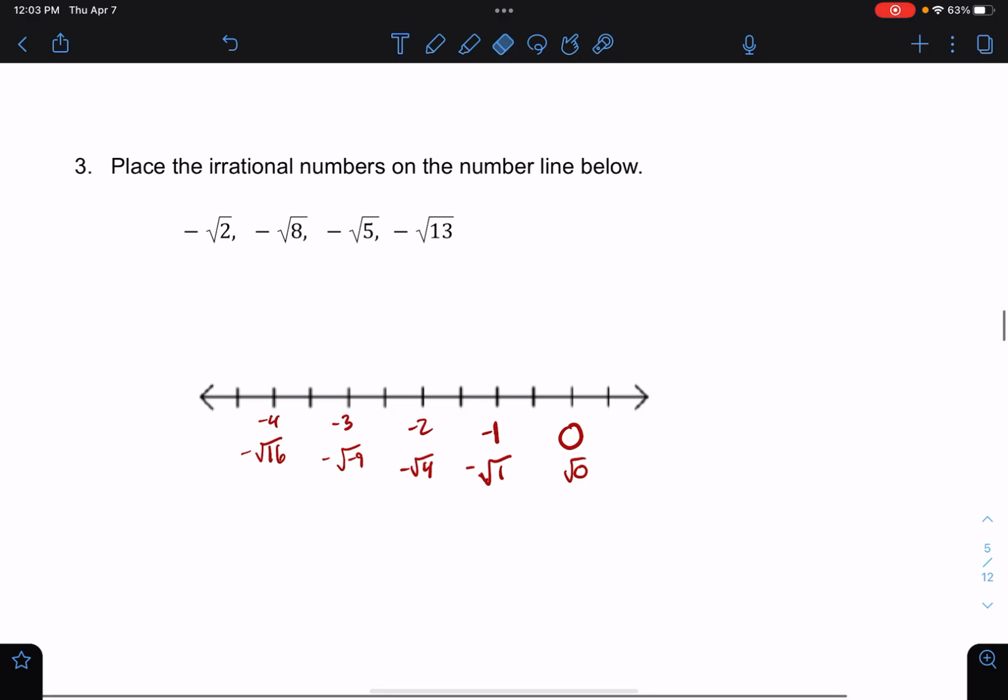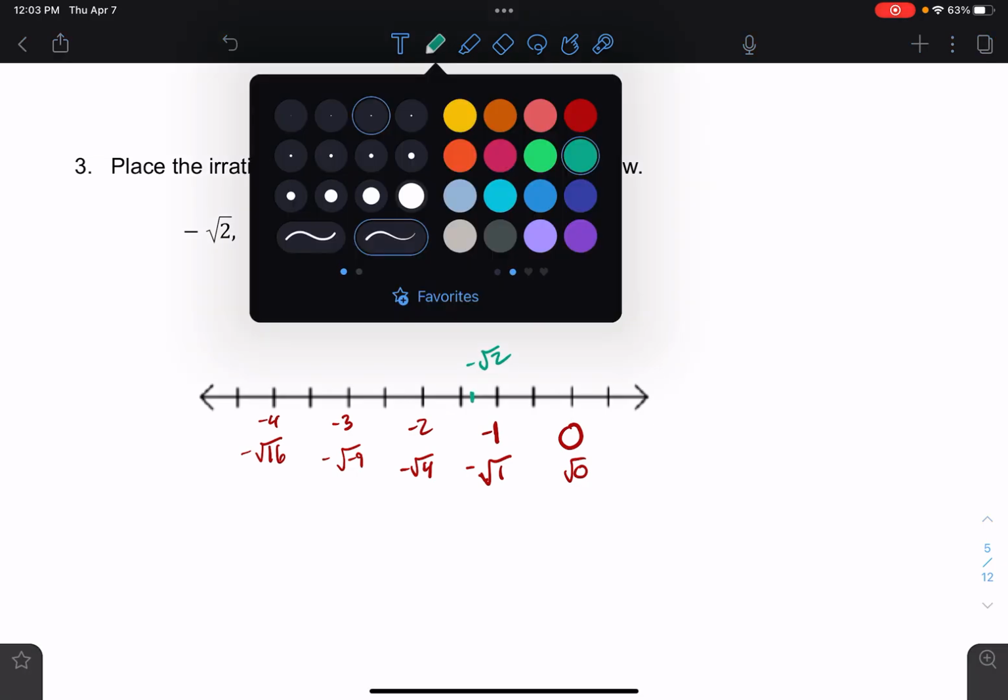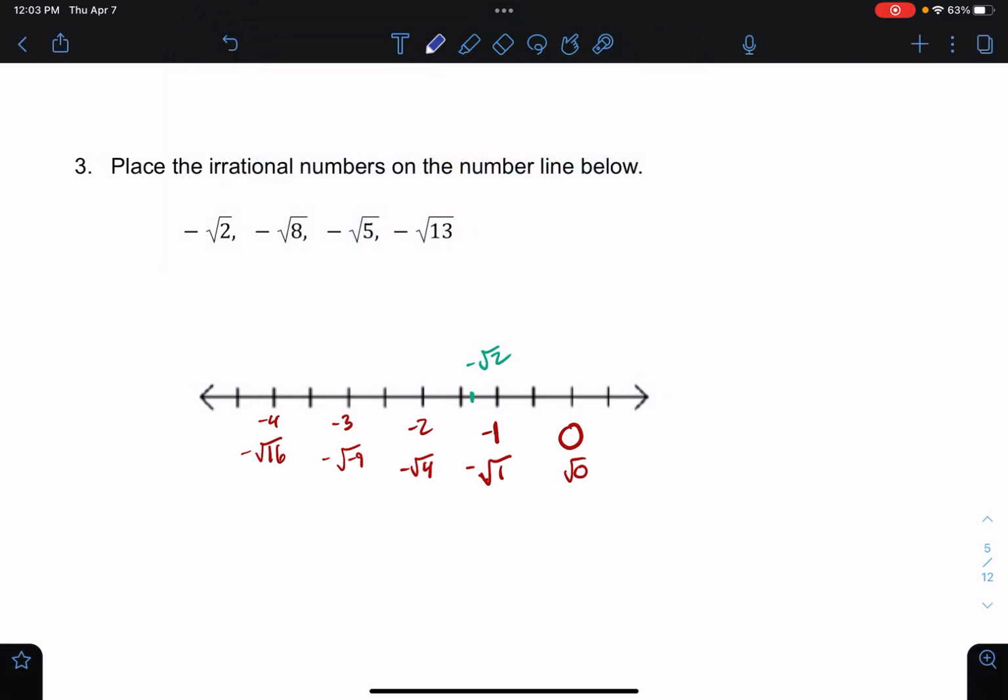Oh, I don't want a different color. So we're not using a gazillion different colors. Okay, yeah, like right there. All right, and then the negative square root of 8. That's going to be really close to the negative square root of 9.